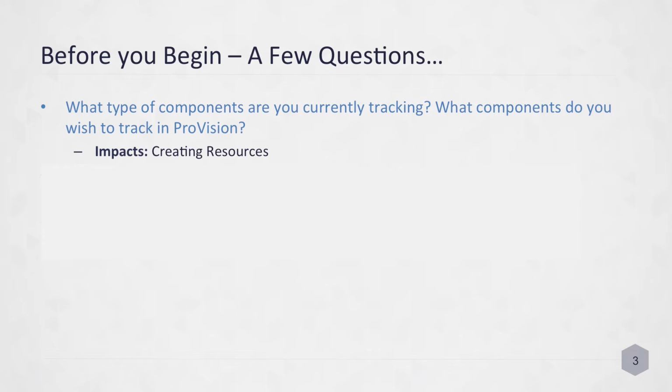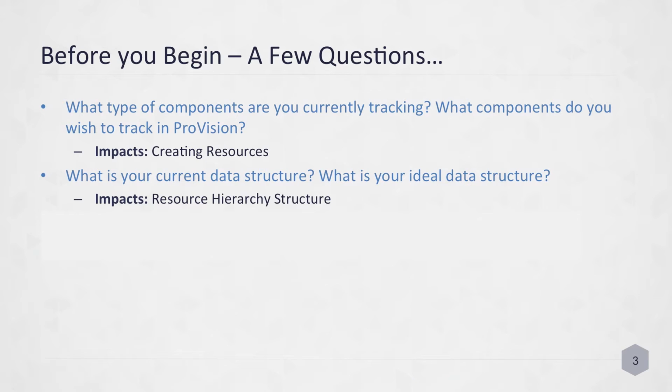A few questions you should review with your internal team include: what type of components are you currently tracking? What components do you wish to track in ProVision? This impacts creating resources and what data you enter into ProVision. I'll talk more about the resource system shortly. What is your current data structure and what is your ideal data structure? This impacts the resource hierarchy. In ProVision, you can have child resources under a parent resource. Knowing the structure that you want ahead of time will help you when you are setting up your resources.